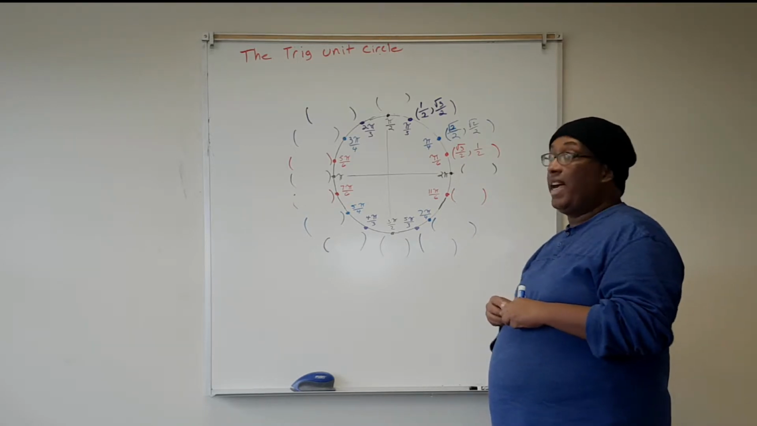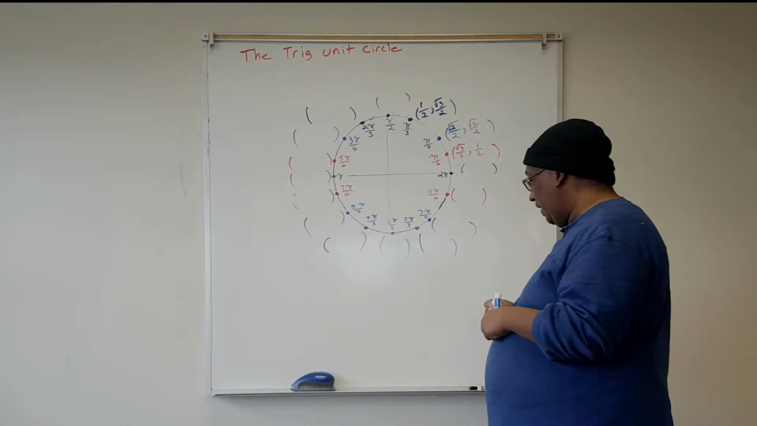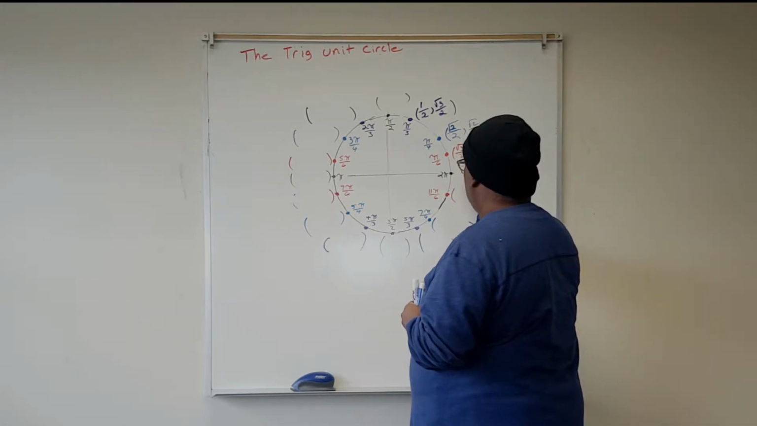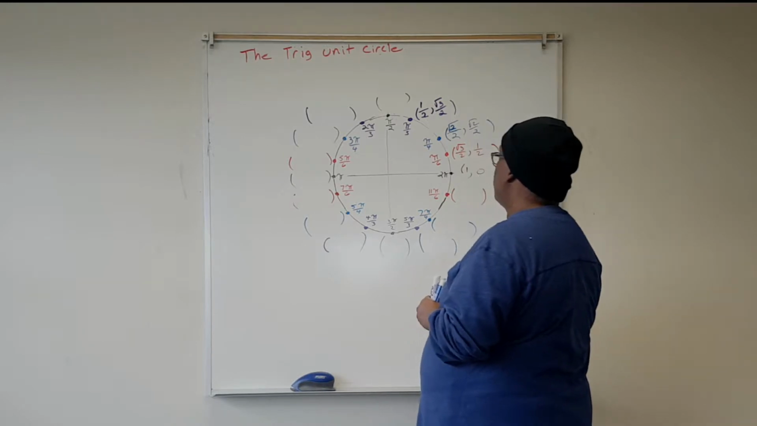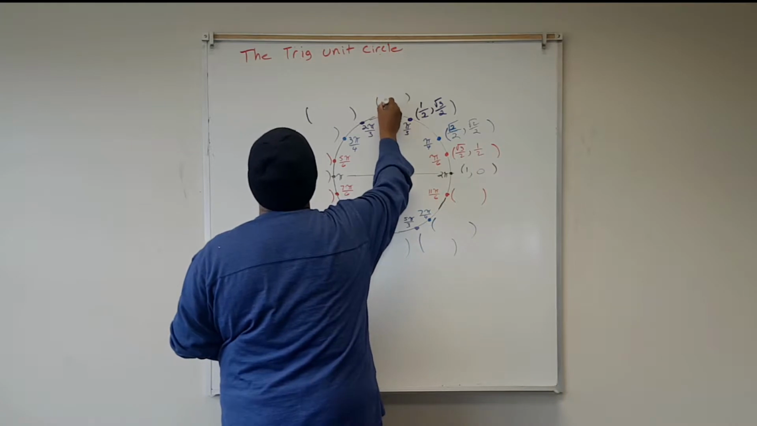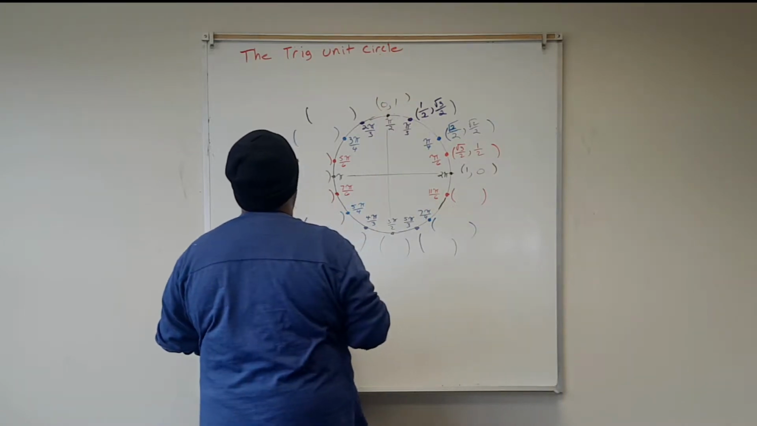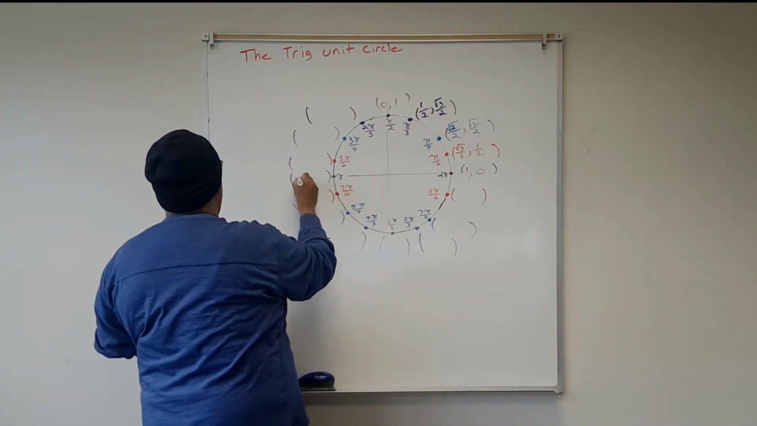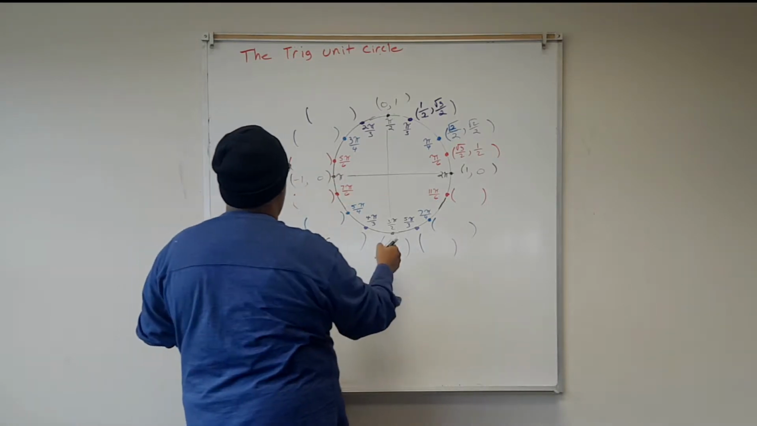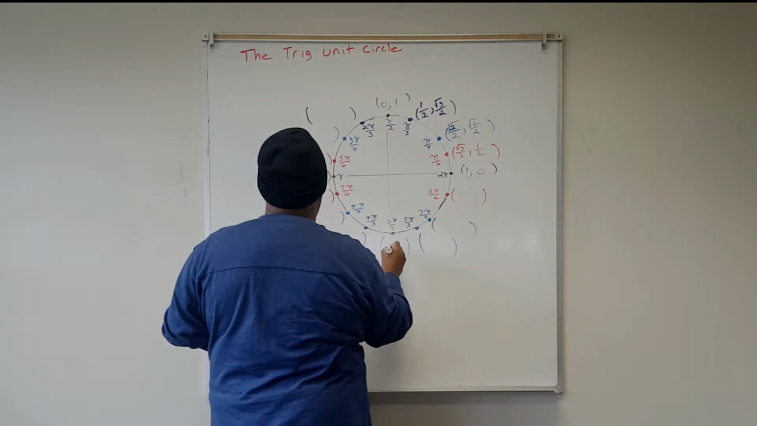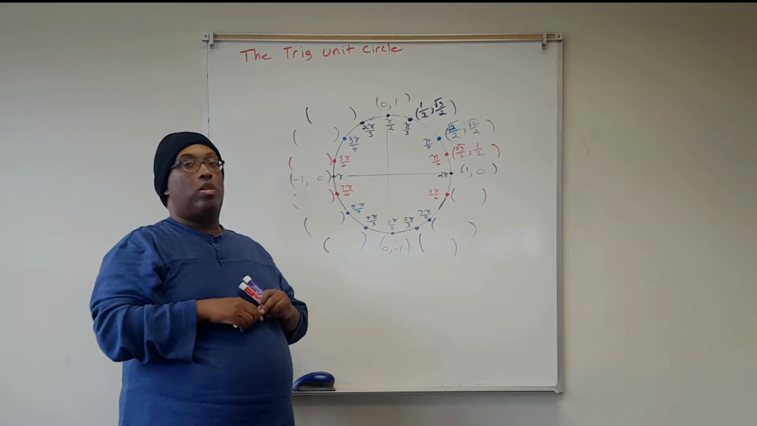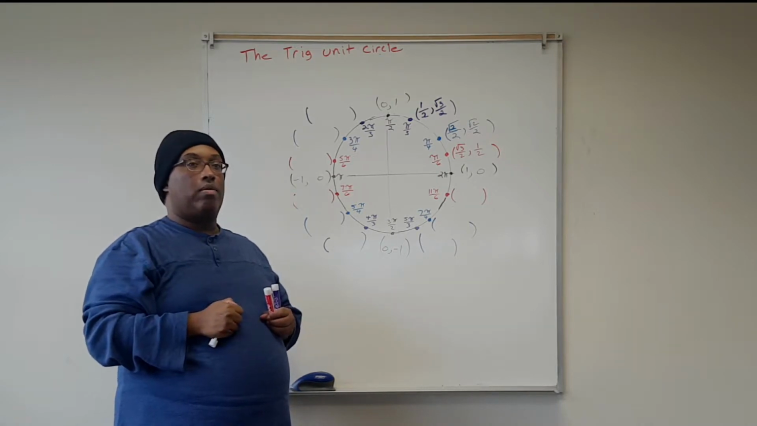If we look at the black ones, those are kind of easy. So this is 1, comma 0. Here would be 0, comma 1. Over here would be -1, comma 0. And over here would be 0, comma -1. Those are easy, just 0 and 1, and positive and negative.